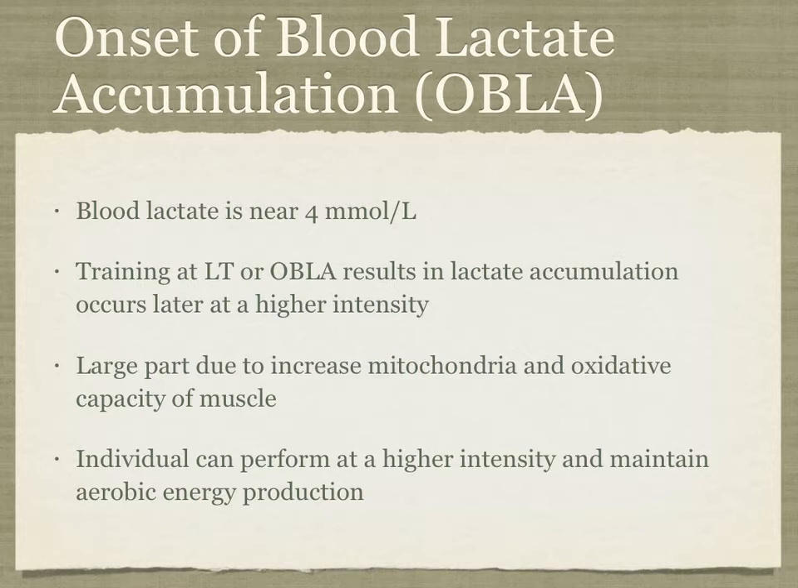And so if we train at either the lactate threshold or the OBLA, it will raise these thresholds, or it will allow us to maintain aerobic energy production longer before we start to accumulate the lactate. And this is usually due to an increased oxidative capacity to produce energy in the muscle, and that's by increasing mitochondria, which is where oxidative energy production occurs. And there are more enzymes, and there's a greater delivery of oxygen, with myoglobin, from the capillaries to the mitochondria.